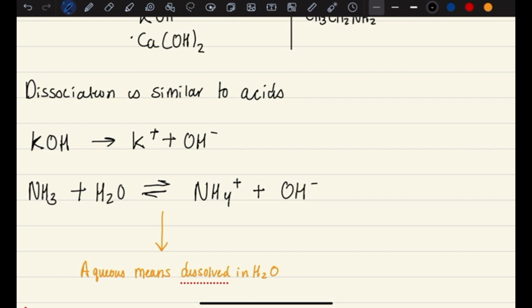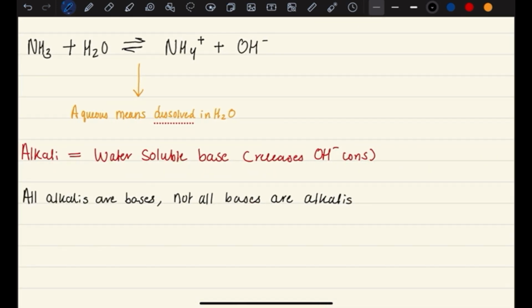And then that will form your ammonium, your NH4+, and also it's going to release that OH minus. So just be aware of things like that. Now, a really, really important distinction that we need to make to get our marks, yeah? An alkali is a water-soluble base. Cool. So water-soluble base, it releases OH minus. You need to remember that all alkalis are bases, but not all bases are alkalis, yeah?